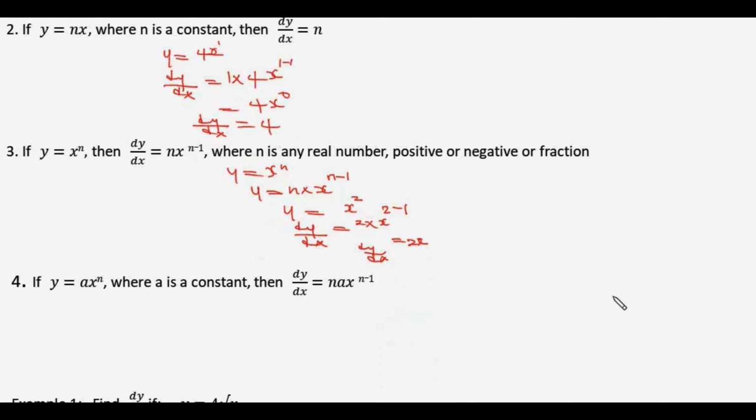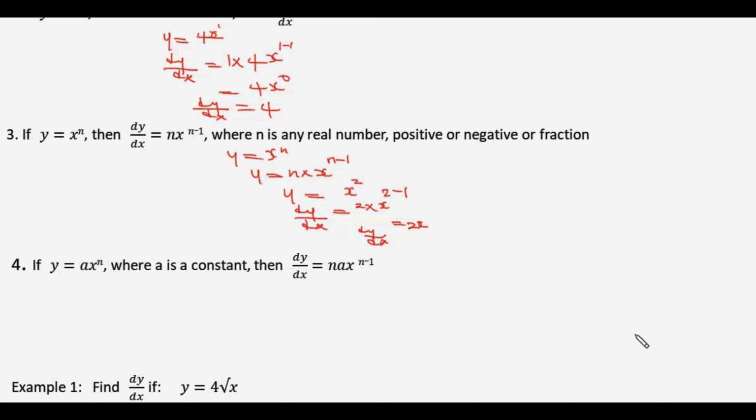So now let's talk about the fourth rule, which is a general rule for differentiation. We say if y equals a x raised to the power n, where a is a constant, then dy/dx equals this. Illustrating this, the power n you multiply down, and it becomes n times a x, and then n is subtracted by 1.